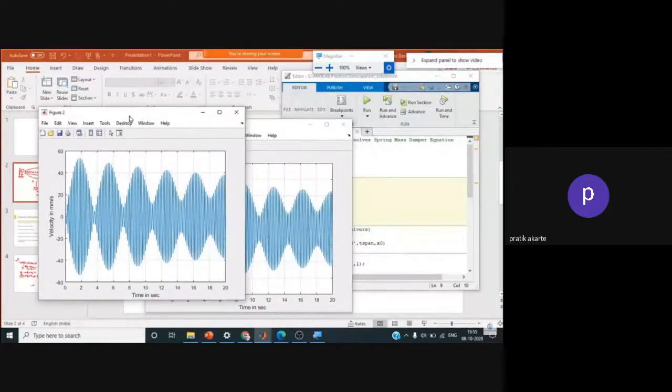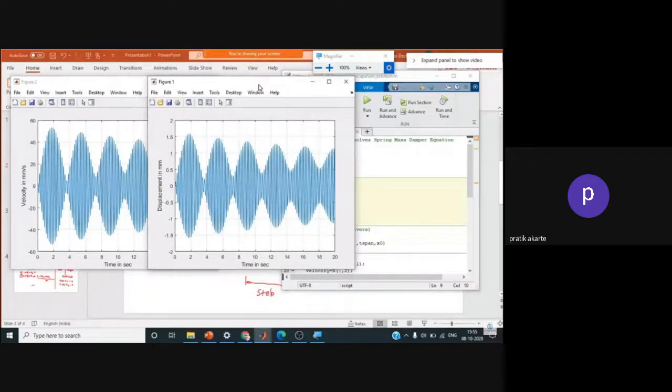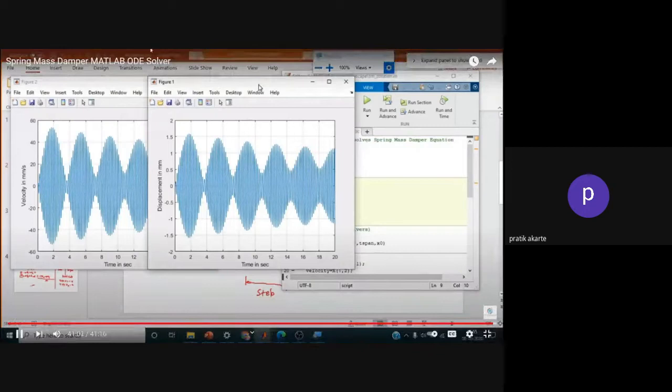You can simulate a mechanical system, and many things we can do using the MATLAB tool. This is a very handy tool and you can play with it.